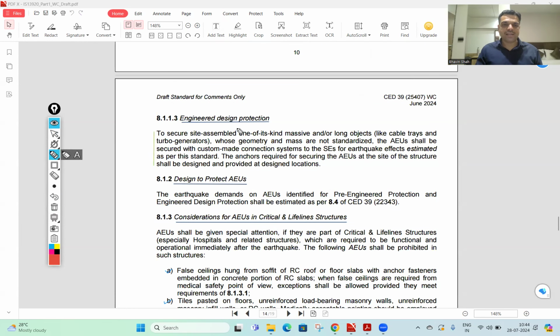The last is engineered design protection, or let's say, yeah, we can say it as an engineered design protection.